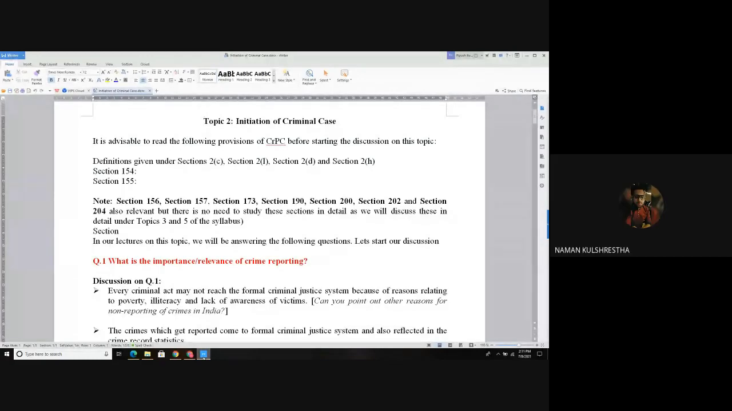This is different. When you read anything relating to the definition of summons case and warrant case, there it is talking about the power of the magistrate or court to issue a summons or warrant for securing the appearance of the accused person at the trial. So its meaning is limited to the trial only. Okay? Okay sir, okay.